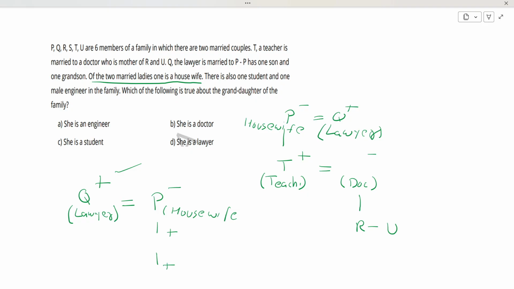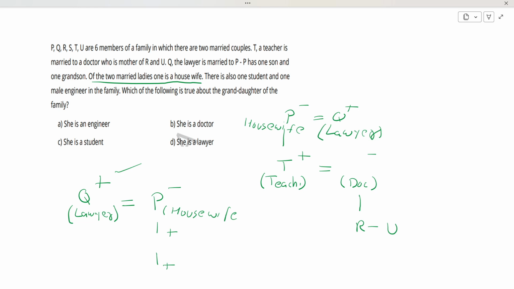Now there is also one student and one male engineer. That means all the other people are assigned their professions. R and U are left, out of which the one who is male is an engineer. So for case 1, if we say R is male, that means R is engineer and U will become student, right? And if U is male, then I can say U is an engineer and R is a student.